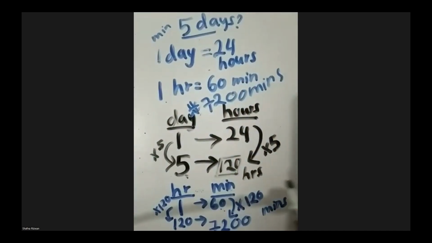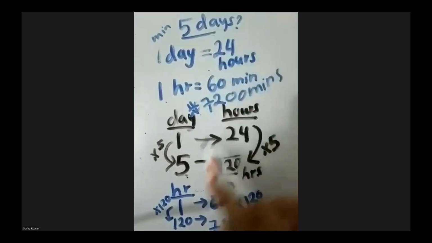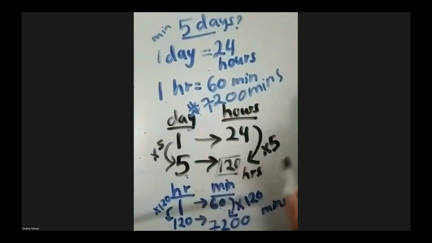Always remember, if they ask you to find the number of minutes in 5 days, first of all, find how many hours do you all have in 5 days, and then find how many minutes do you all have in it. Did you all understand? Then you all can automatically find this. Did you all understand?